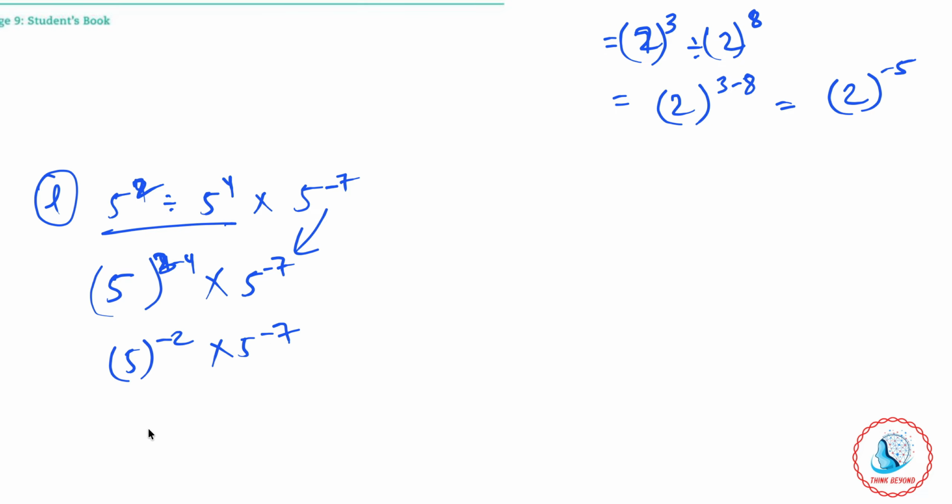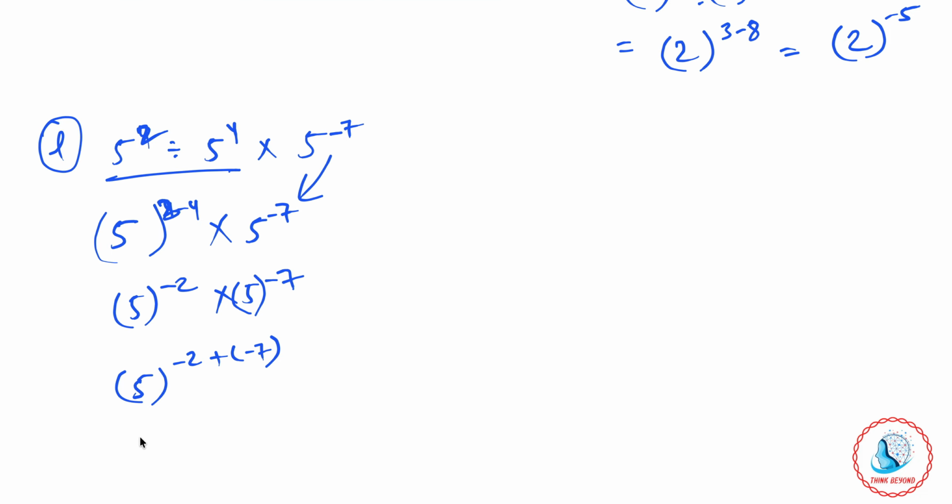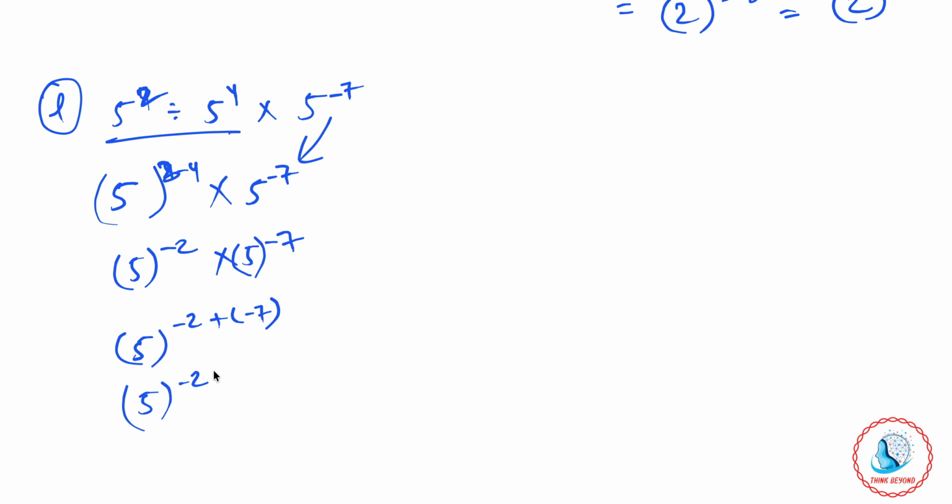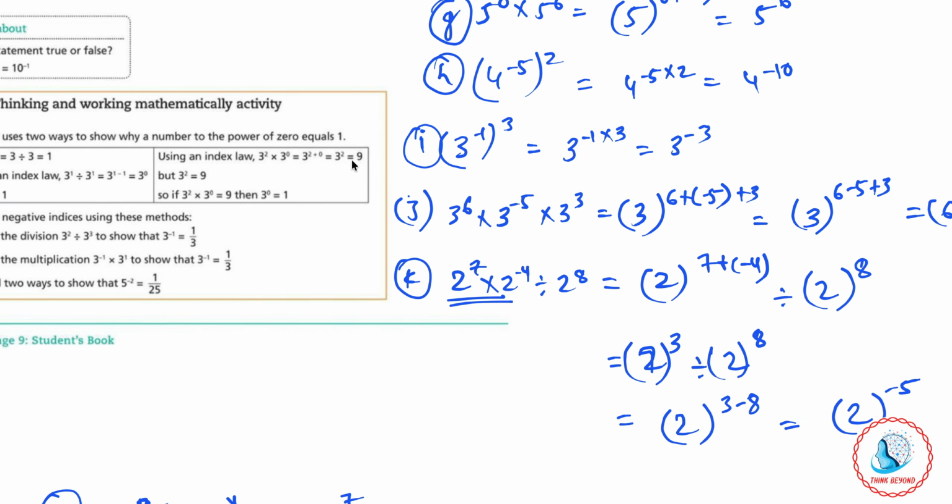Now there is a multiplication sign and the base are same. Power will be added. 5 raised to power minus 2 plus minus 7. Now 5 raised to power negative 2 plus minus is minus 7. Now solve it. Minus minus is plus, but the sign will remain negative. So 7 plus 2 is 9. Answer is 5 raised to power minus 9.